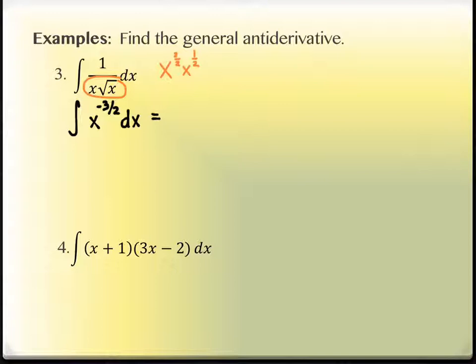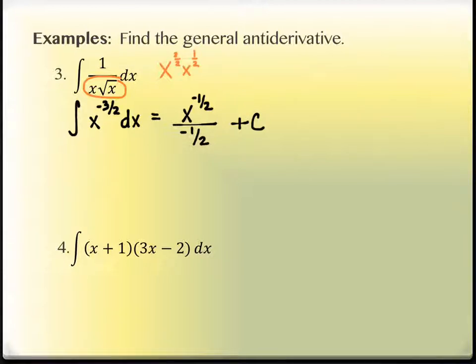I need to add 1. So what would I get if I take negative 3 halves and I add 1? Negative 1/2. And then what do I need to do? Divide by negative 1/2, which really doesn't look friendly, right? I've got a fraction inside of a fraction. We will clean it up for our homework, but I need one more thing. Plus c. You guys are doing great.